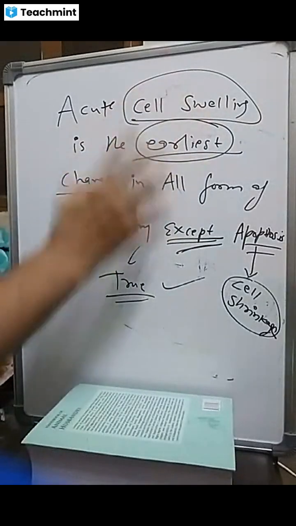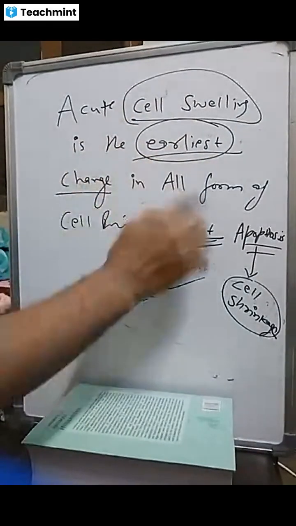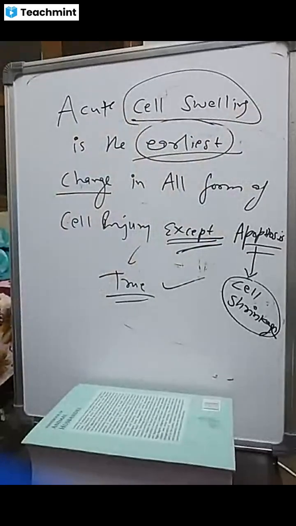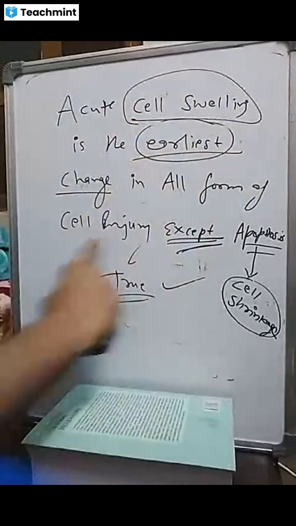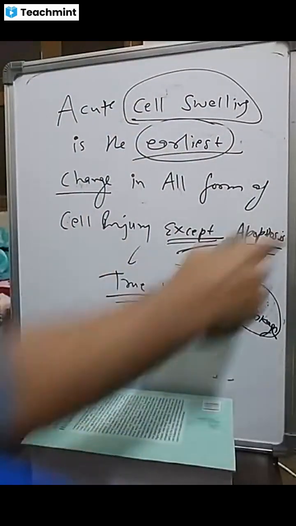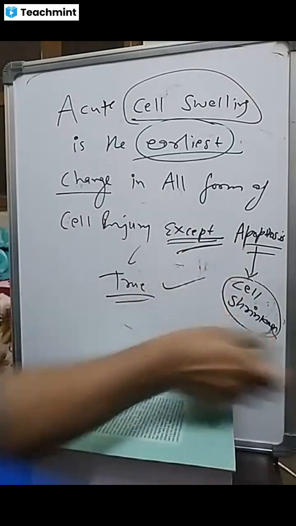So this MCQ was asked in 2019: the earliest change in all forms of cell injury. The answer was cell swelling. But in the next exam, it can be asked that acute cell swelling is the earliest change except, and the answer will be apoptosis, because this is the only exception where cell shrinkage occurs.